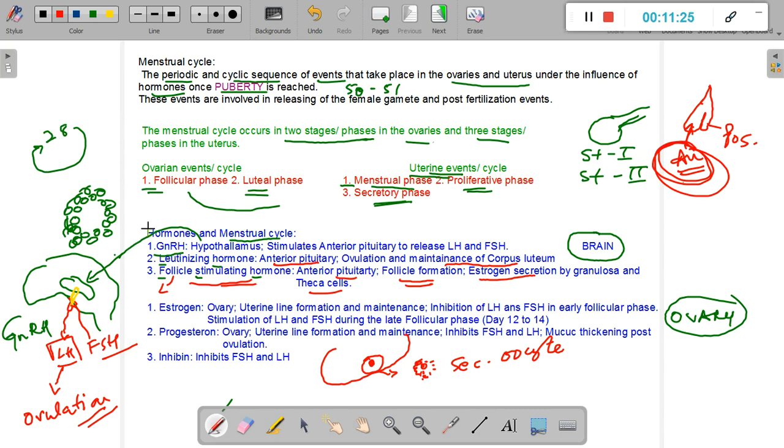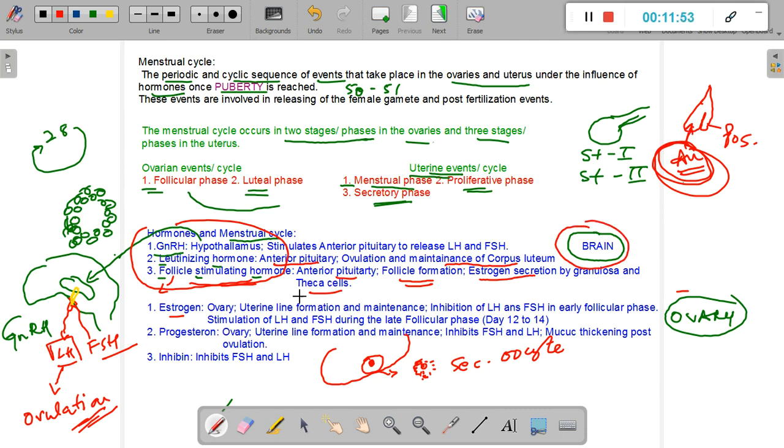Now, these three hormones, at the moment you should at least know their names, you should know where they are secreted from, and you should know at least one function of each. GnRH tells the anterior pituitary to release the luteinizing hormone, ovulation. Follicular stimulating hormone, formation of follicles. That is all, at least one function each, right? Next we go to estrogen. Now, these are the hormones. So we've done the hormones produced by the brain, the GnRH, the FSH, and the LH.